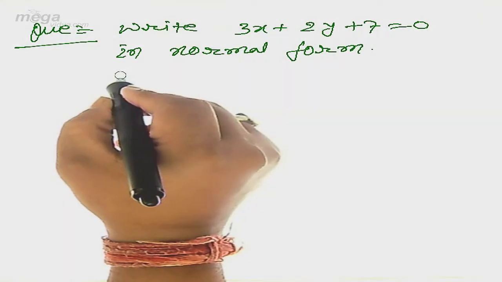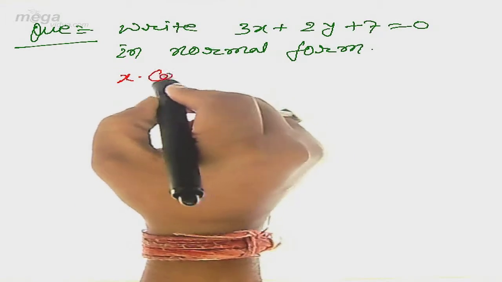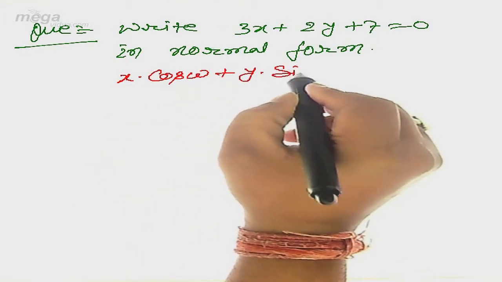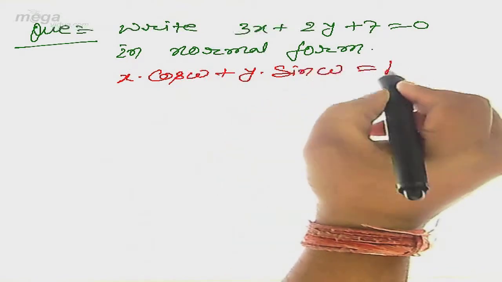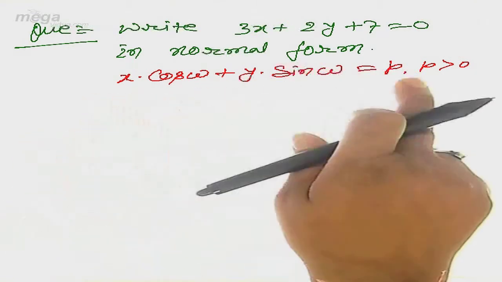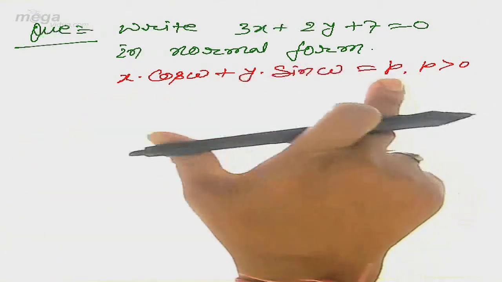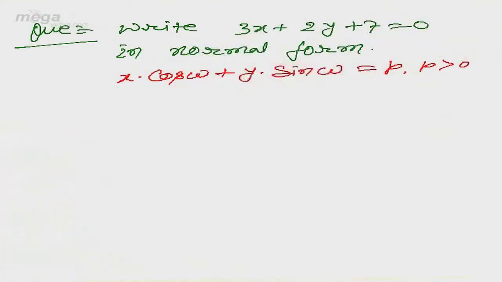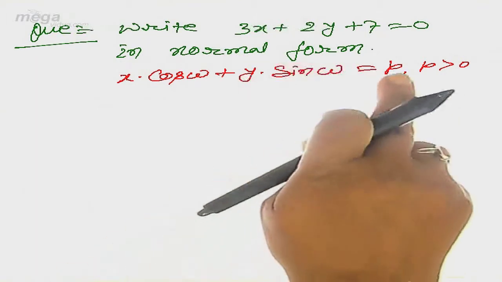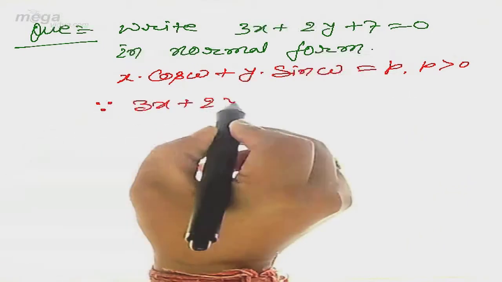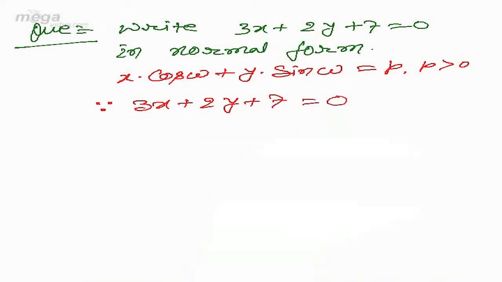Here the normal form is x cos omega plus y sin omega is equal to P, where P is greater than 0. You have to transfer it into this form. Here P is the distance. So if you compare this normal form with the given equation 3x plus 2y plus 7 equal to 0, you can see the constant part is on the right side. So first of all, we will transfer the constant part to the right side.